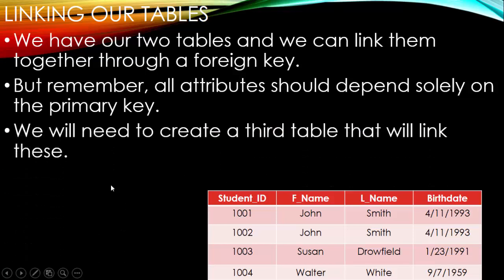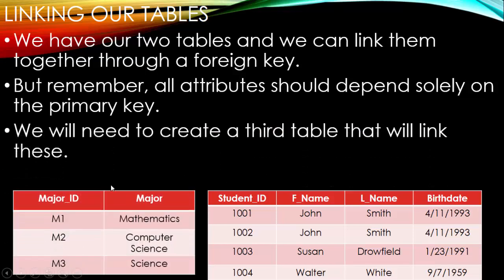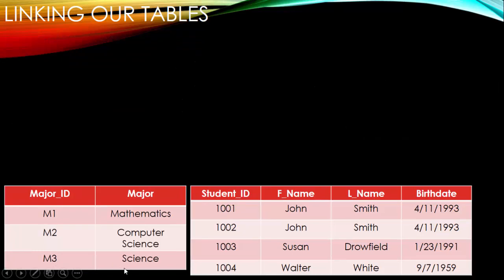We will need to create a third table that will link these two tables together. Because if you remember, we had John, who was majoring in mathematics. Susan was majoring in computer science. And I think Walter was majoring in science or chemistry. Here I added a third one. I can also change it if I need to.